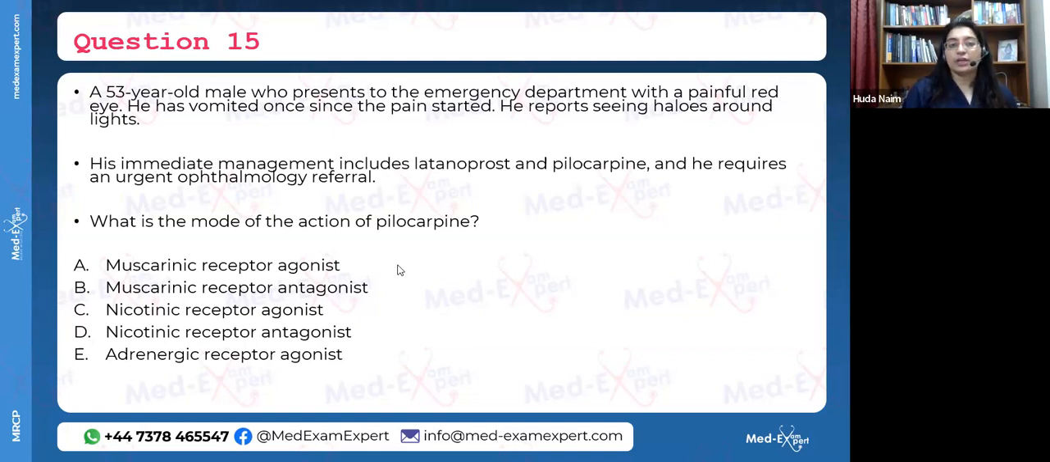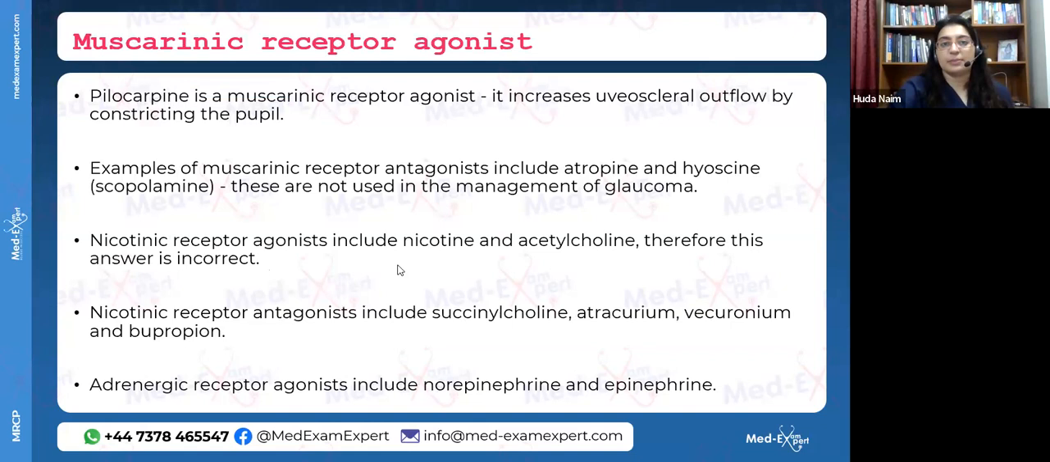Okay, so they're asking you the action of pilocarpine. So it's basically a muscarinic receptor agonist. Okay, be very careful when you're marking agonist or antagonist. So it's a muscarinic receptor agonist. It increases the uveoscleral flow, and so it's very important to know which are the antagonists.